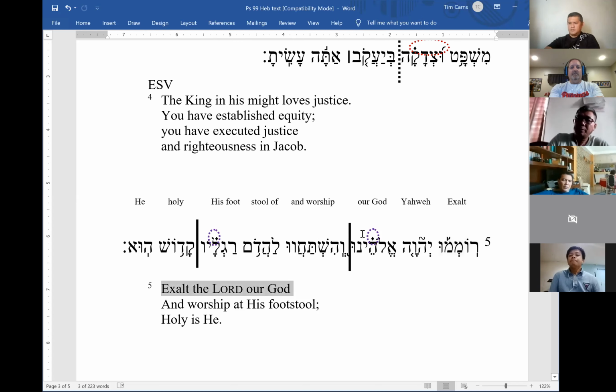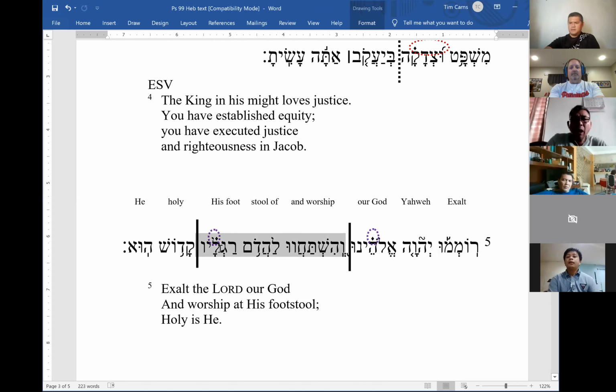And there's a division here because we have this Hebrew accent. Second line is, and worship at the stool, the stool of his foot, literally. Worship at his footstool. That's the second line. And then we have Kadosh, the holy is he. This is the word for holy, and then is he. And that's our third line.